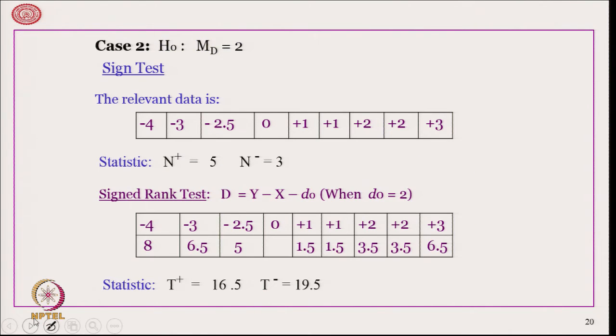Now, let us look at the second case, when we are looking at MD equal to 2. Therefore, now for my statistic, we are going to subtract 2 from all of them. Therefore, we are getting minus 4, minus 3, minus 2.5, 0, and then 1, 1, 2, 2 and 3.